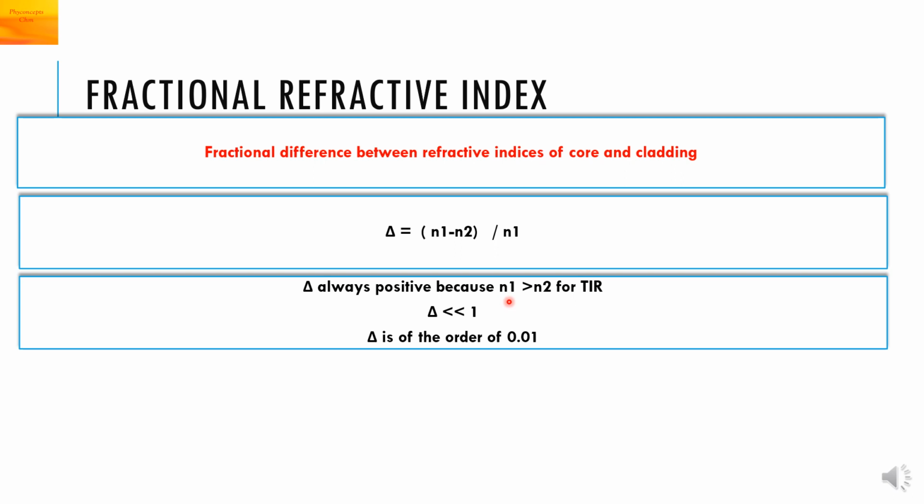Now, always N1 is greater than N2. The refractive index of the core is greater than the refractive index of the cladding. That is a necessity for TIR, that is total internal reflection. So hence, as N1 is greater than N2, this fractional refractive index will be always positive, but then it will be always less than 1. Normally it is of the order of 0.01.